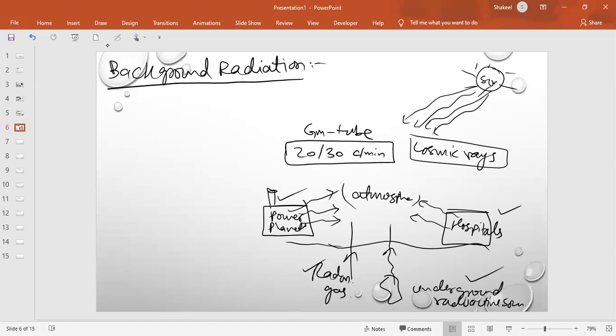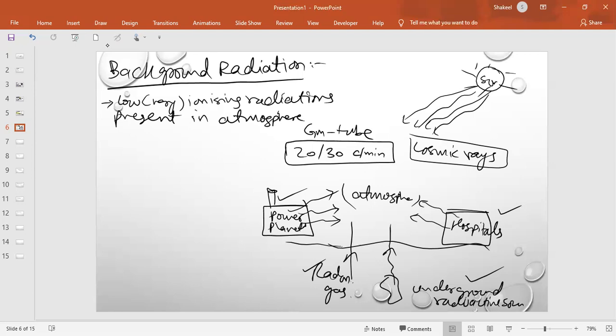So background radiations are actually not harmful. These are low or very low ionizing radiations present in the atmosphere due to some sources. And I told you the sources that are cosmic rays, hospitals, atomic power plants, of course, radon gas, and other radioactive sources. So the typical value is 20 to 30.